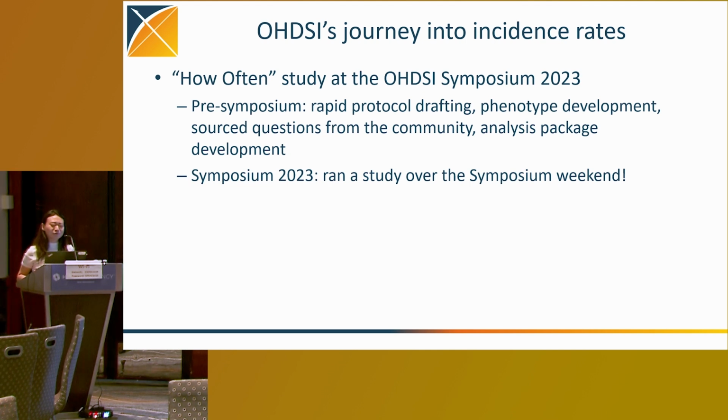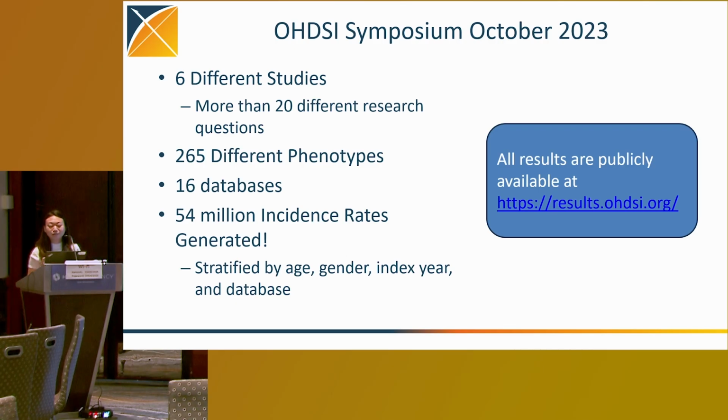And it actually wasn't only one study, it was 6 different studies, because there were 6 different research questions. 6 different questions, 6 different studies, 20 different research questions, which resulted in us generating over 200 different phenotypes. These studies were run on 16 databases over the course of that weekend, and in all we generated 54 million incidence rates, which are also stratified by age, gender, index year, and database. And of course, because this is OHDSI, we always have our results publicly available. If you go to results.ohdsi.org, all of the studies that are titled How Often Blank are results from the 2023 Symposium.